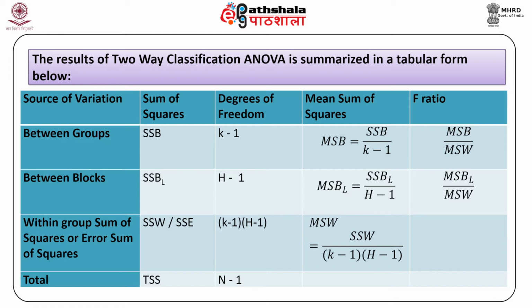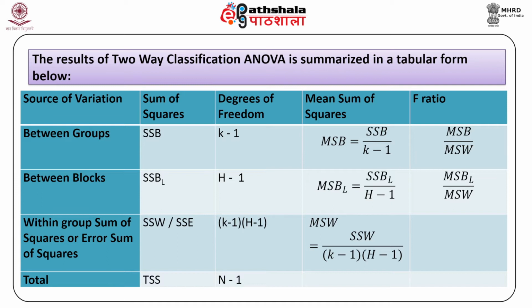I am sure you can see that the sum of the squares can be written as SSB, SSBL, SSW or SSE, and total sum of the squares. The respective degrees of freedom are k minus 1, h minus 1, k minus 1 into h minus 1, and N minus 1 for TSS. The mean sum of the squares are now MSB is equal to SSB upon k minus 1, MSBL is equal to SSBL upon h minus 1, MSW is equal to SSW upon k minus 1 into h minus 1.